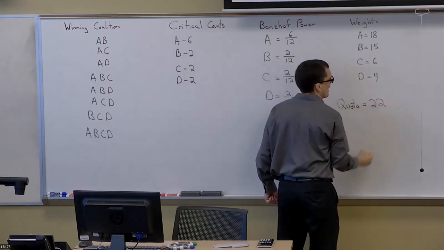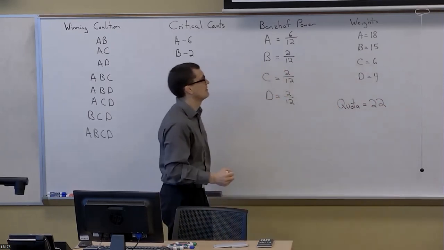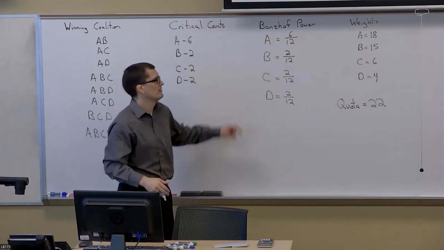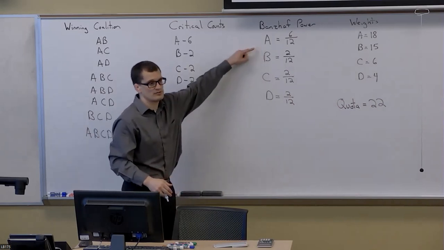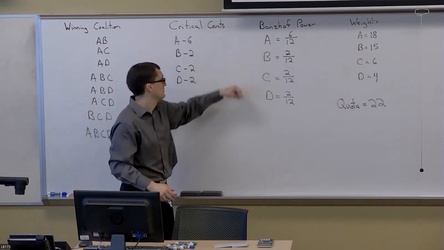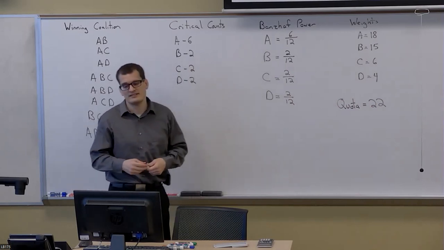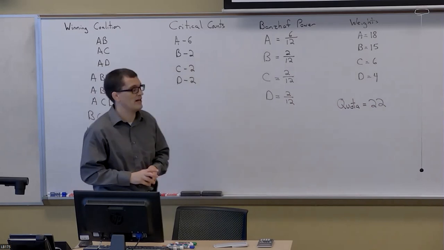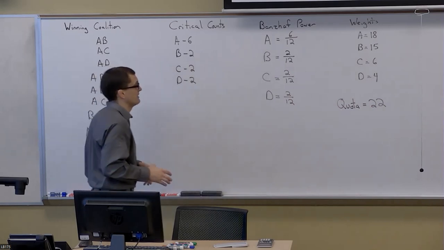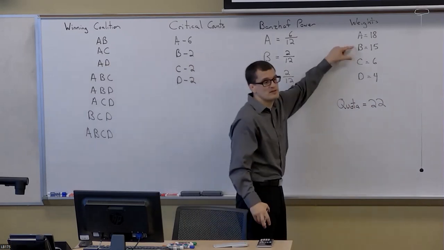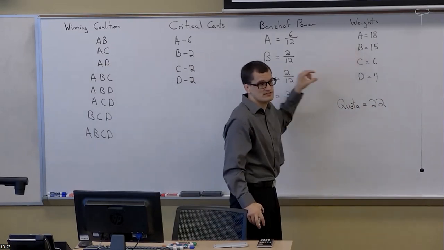When the quota happened to be 22, it turns out that A has way more power than B, like 3 times as much. Like 6 to 2. And C and D, you would have thought would have had less power than B, but it turns out having 6 votes versus having 15 votes is no different in this system.